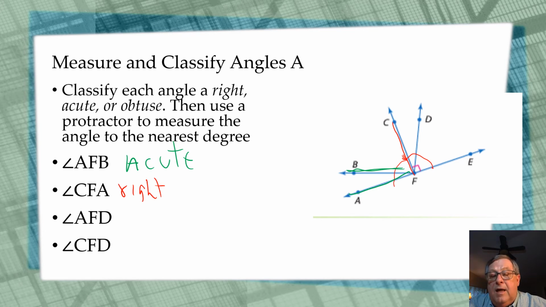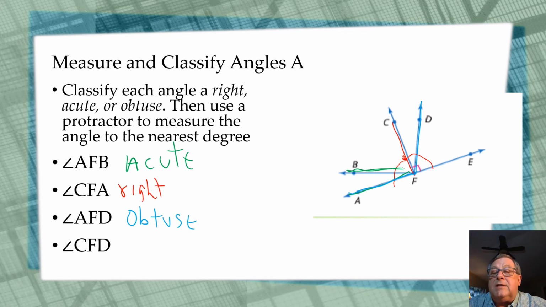All right, now let's see, AFD. Well, AFD is greater than 90 degrees because AFC is 90 degrees. So AFD, I see, is a little bit larger than that. And so this has got to be obtuse.